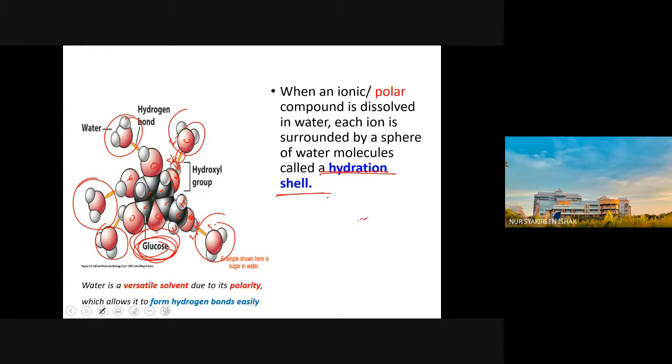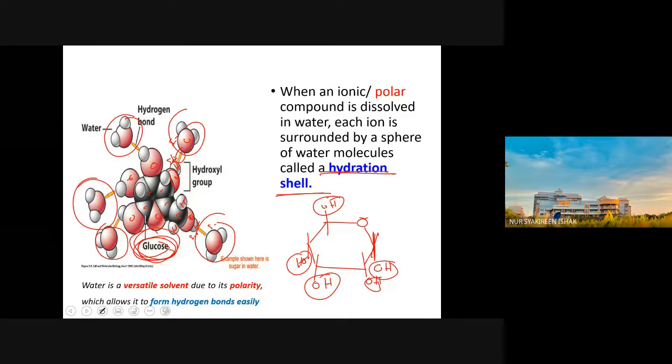Later we will learn about carbohydrates. So this is the structure of glucose. Sorry, it's not so nice. Glucose has many hydroxyl groups. The presence of many hydroxyl groups in the glucose molecule allows the glucose to be polar. Due to the polarity of glucose, glucose can dissolve in water because it can form hydrogen bonds with water molecules.